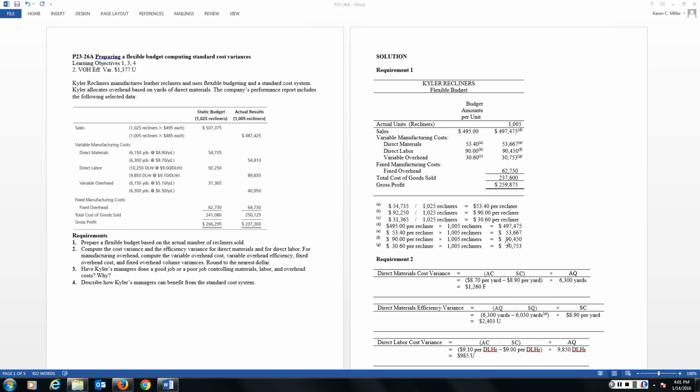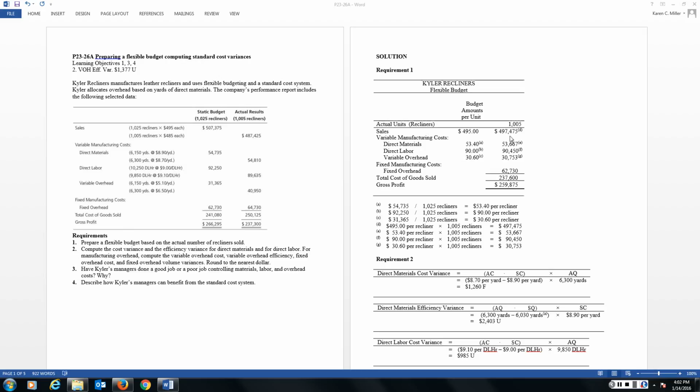In order to prepare the flexible budget for 1,005 units, we need to come up with a cost per unit for our cost and sales revenue per unit. So how do we do that? Well, if I had estimated that I was going to generate sales of $507,375 for 1,025 recliners, that's $495 each. And they told us. We didn't even have to calculate it. They told us our sales are $495 per recliner. So $495 times 1,005 gives us our new flexible budgeted sales amount.